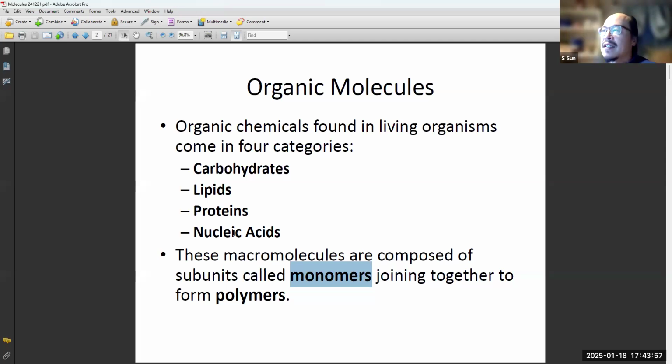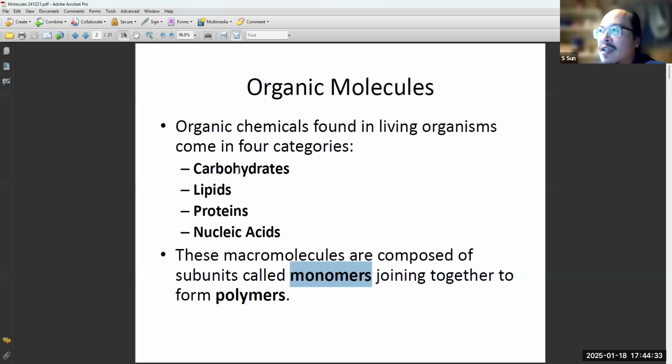Another common thing is that even though different monomers form different polymers, the structure is very similar. It's all a linear structure. You can think of it as one connected with the other, connected with the other. So it's a string, a string of beads, like a necklace, connected together. That's a polymer. Depending on what kind of monomer you have, you get different kinds of polymers.